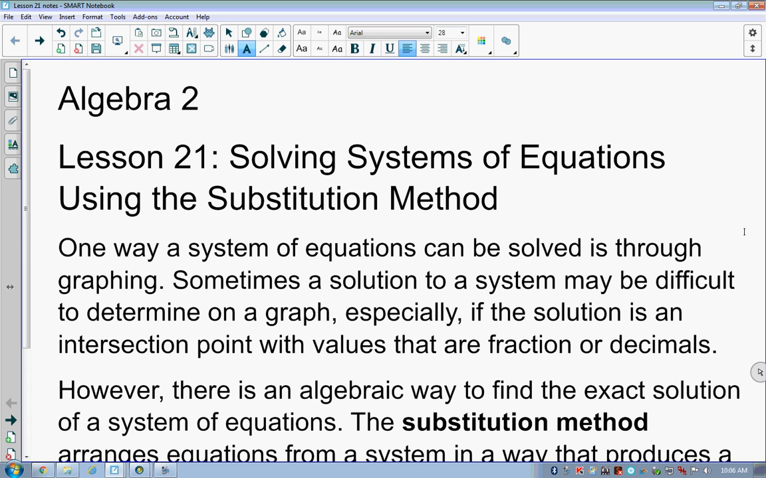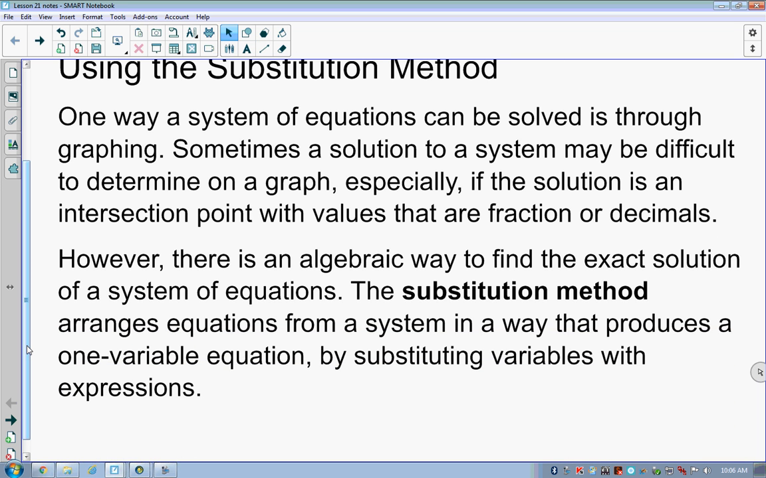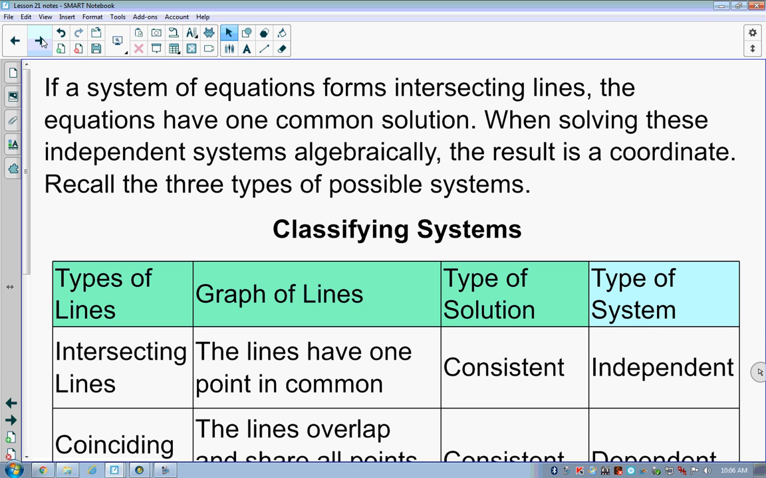However, there is an algebraic way to find the exact solution of a system of equations. That's the substitution method. It arranges equations from a system in a way that produces a one-variable equation by substituting variables with expressions. Okay?